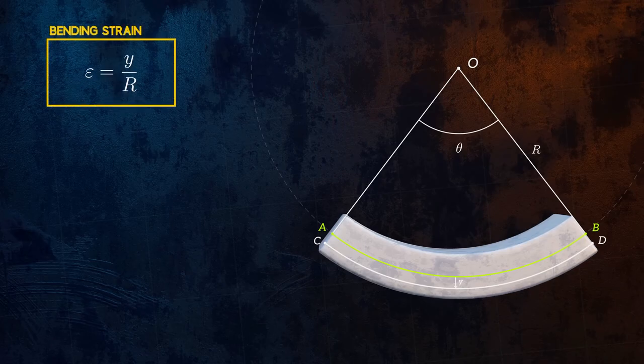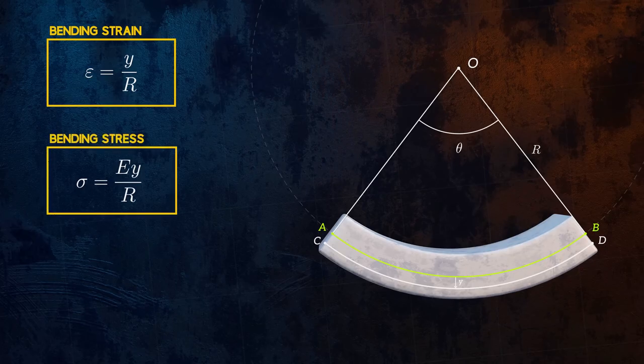We define the distance y as being positive downwards, and so this equation will give us a positive strain for the bottom of the cross-section, which is in tension. Sometimes you'll see this equation written with a minus sign, but that's because y was defined as being positive upwards. If we assume that stresses remain within the elastic region of the stress-strain curve, we can then apply Hooke's law for uniaxial stress to calculate the bending stresses. This gives us the equation for bending stress as a function of the radius of curvature, r, of the deformation.